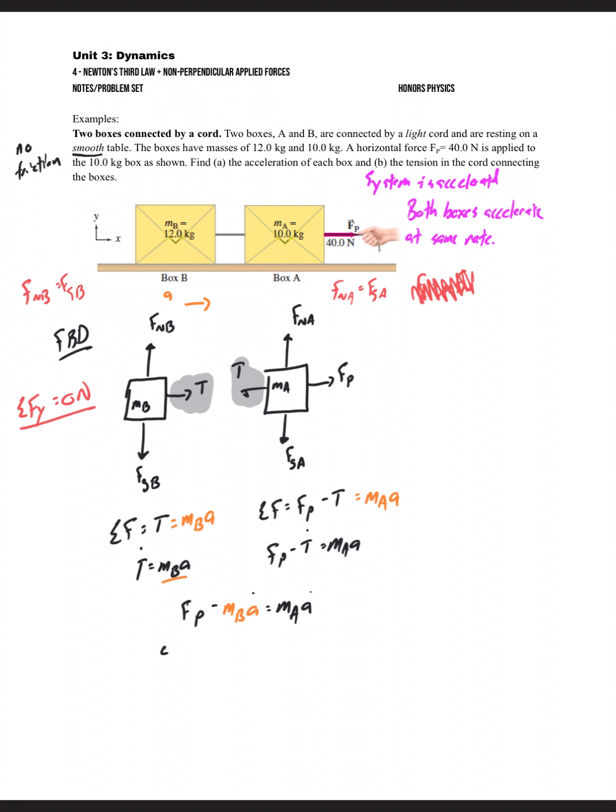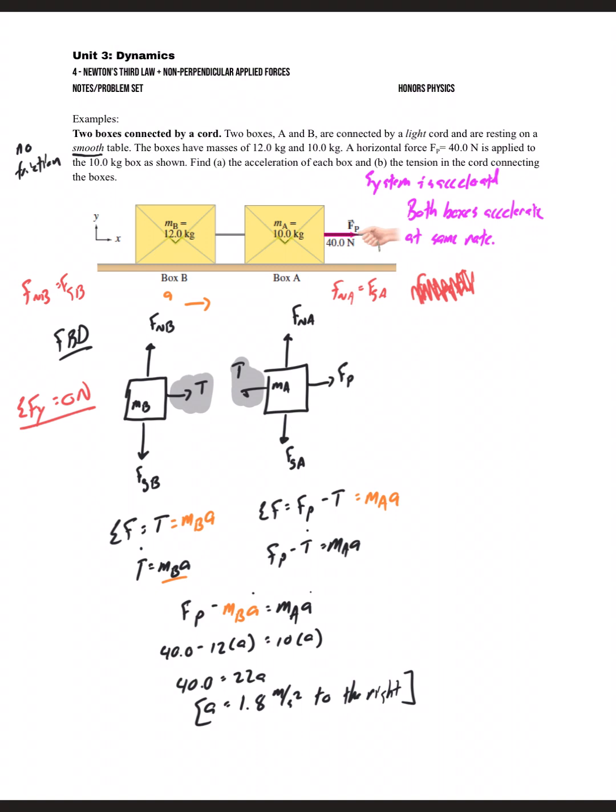And at this point, I went ahead and plugged everything in. FP is 40. MB was 12 times a. Mass of A is 10 times a. And then it becomes a pretty straightforward algebra piece here. 40.0 equals 22a. And when I run the math, I get 1.8 meters per second squared to the right. So that's part A.